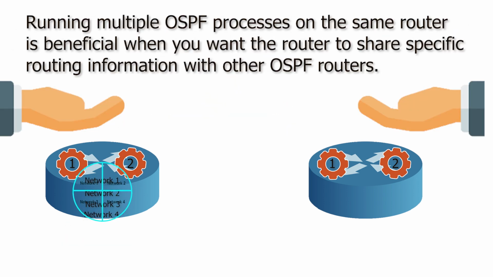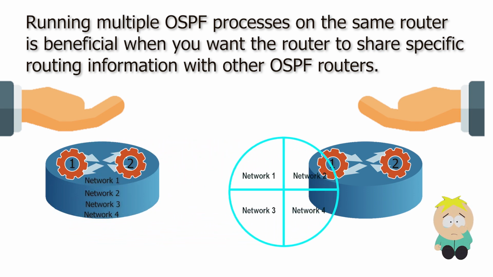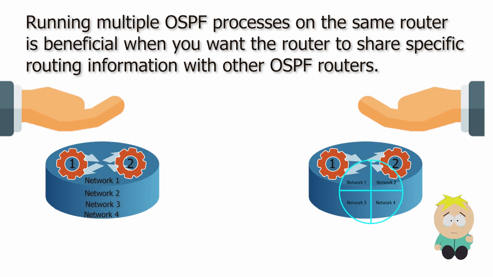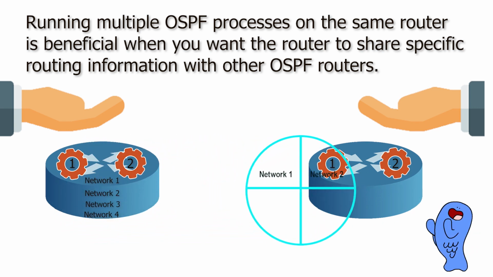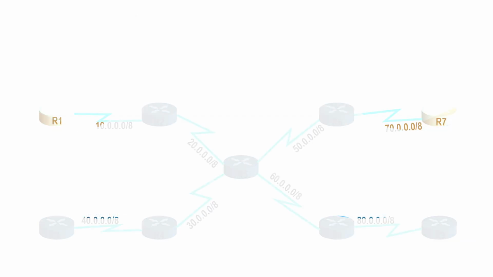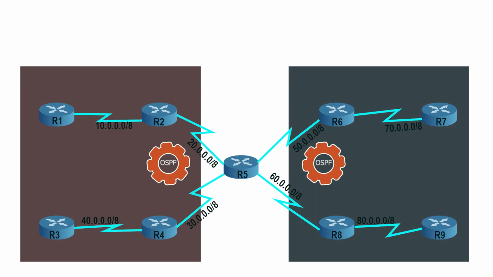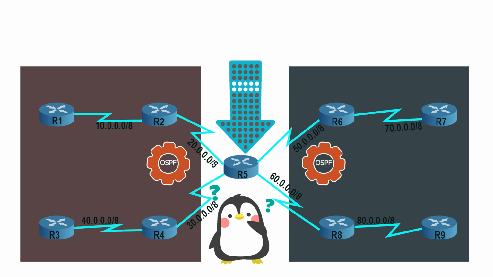Running multiple OSPF processes on the same router provides no benefit if you want it to share all routing information with other OSPF routers. It is beneficial only when you want the router to share specific routing information with other OSPF routers. Let us take an example. In this network, OSPF is running on these routers. You want to configure OSPF on this router. How you will configure OSPF on this router depends on how you want this network to function.